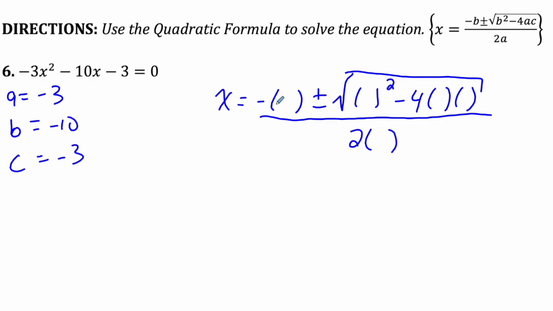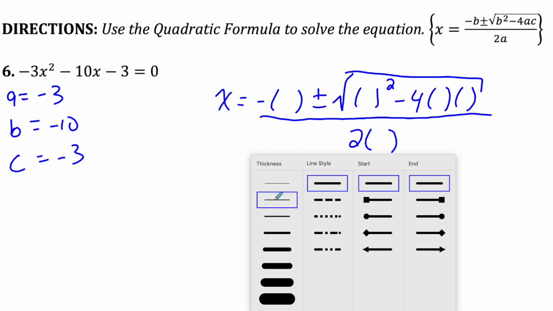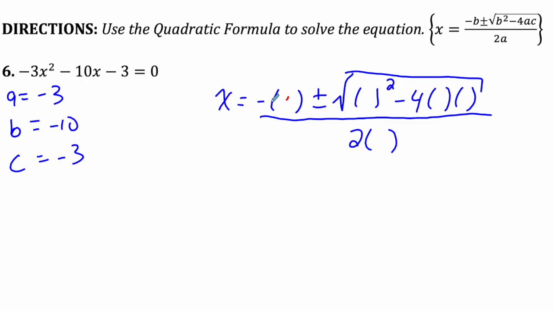So first up, let me change up my color here, make it stand out a little better. So we have negative b is -10. Over here we got a -10 again. 4 times a is -3, and c is also -3. On the bottom, a is -3. So x, we got a double negative to start it off with, so that's just a +10.